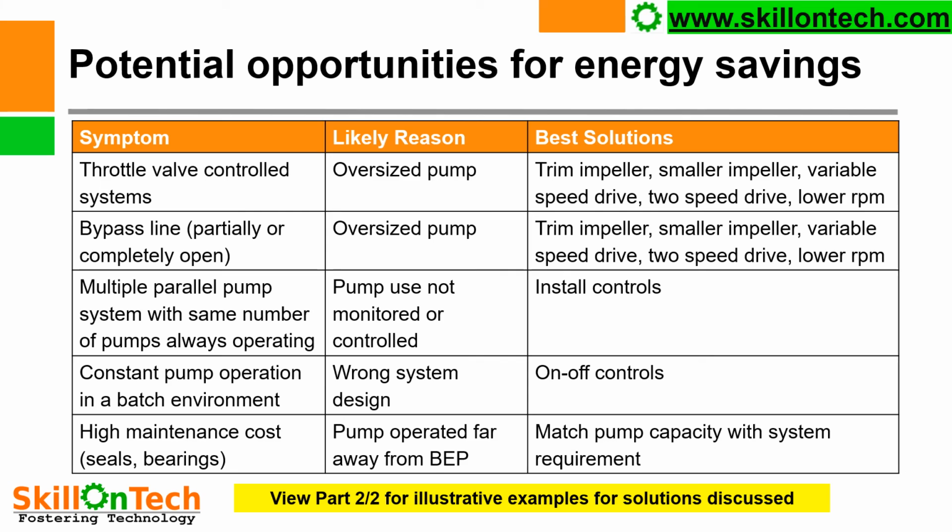High maintenance cost means your seals and bearing failures are occurring very frequently. The likely reason is the pump is operated far away from BEP, the best efficiency point. That's why your maintenance cost is increasing. So what is the solution? Match pump capacity with system requirement. These are the potential opportunities for energy saving in pump operation.